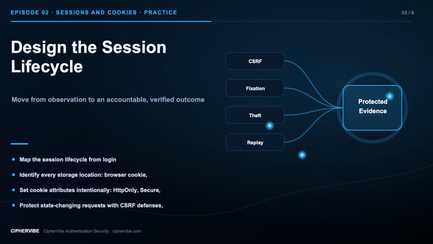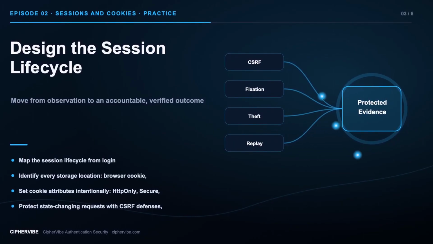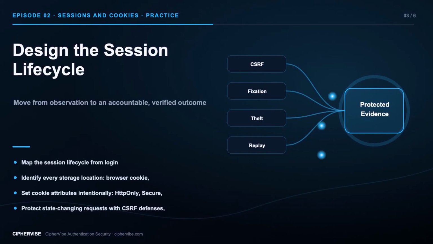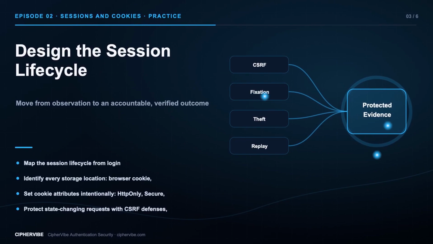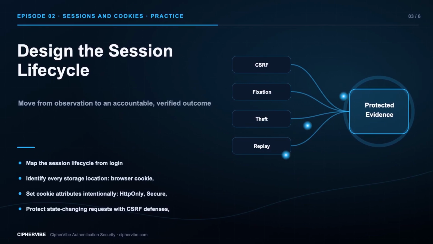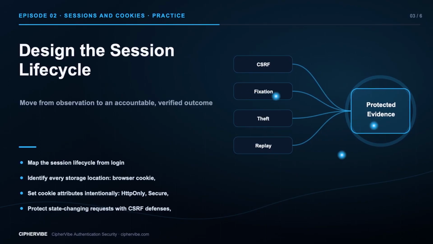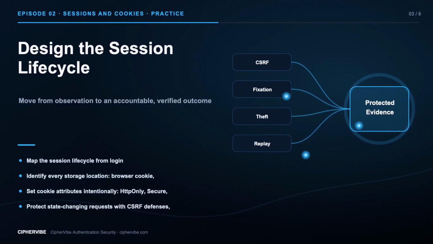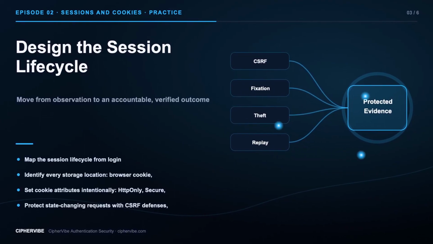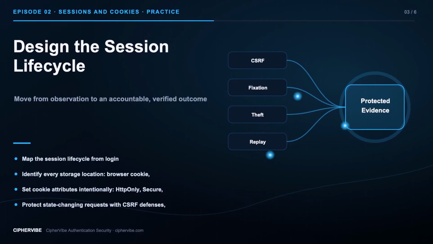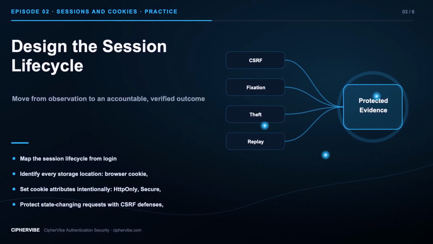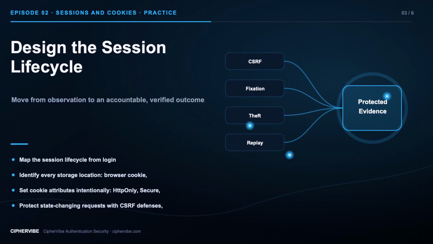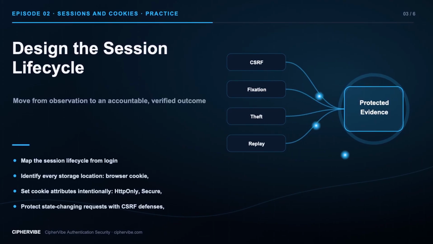First, map the session lifecycle from login to cookie issue, request validation, renewal, rotation, idle timeout, absolute timeout, logout, and emergency revocation. Second, identify every storage location: browser cookie, server-side store, cache, refresh token store, mobile web view, load balancer, and identity provider. Third, set cookie attributes intentionally: HTTP only, secure, same site, path, domain, lifetime, and host-only behavior where possible. Fourth, protect state-changing requests with CSRF defenses, origin checks, same-site behavior, and framework-level validation.